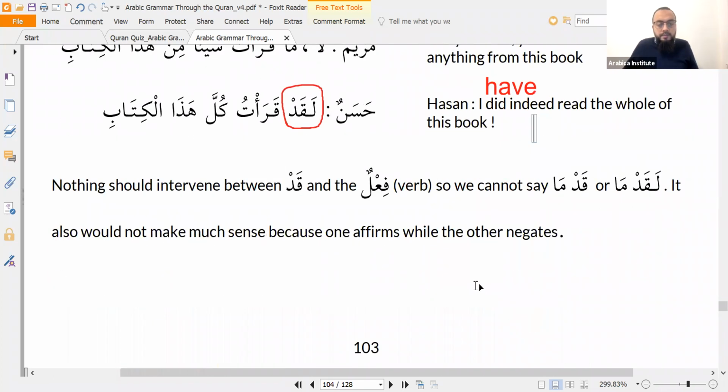Right. The other thing is nothing should go between qad and the fi'l. So you don't say qad ma qara'ta. Right? So if you're negating the verb, you don't put qad before that. So qad has to go straight into the verb. You can't have anything in between.